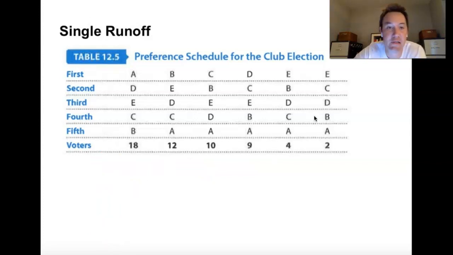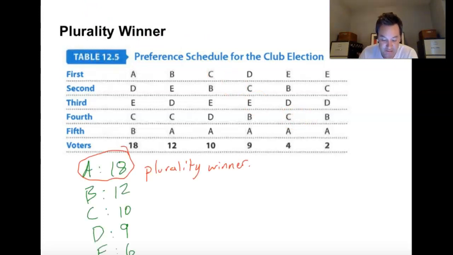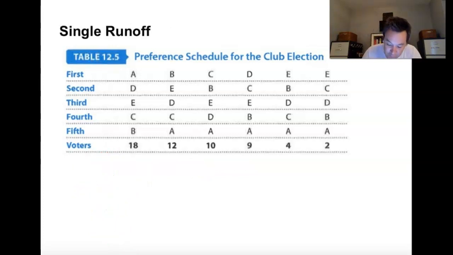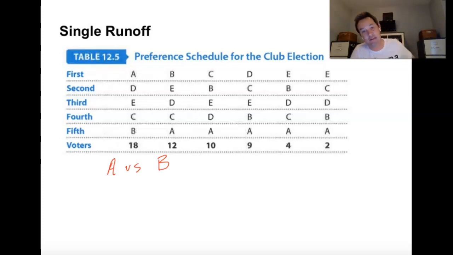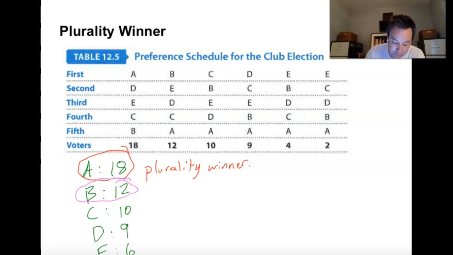All right, let's talk about single runoff. Well, if we go back to the last page, single runoff, we want to take the top 2 candidates. So we would take candidate A and B, and then we would run them head to head against each other. A versus B. And then whoever gets the most votes at the end of that is the overall winner. So that means these candidates who voted for C, D, and E, they're now going to have to vote for either A or B.